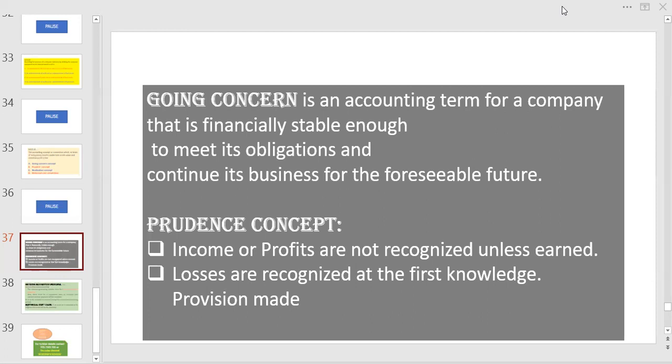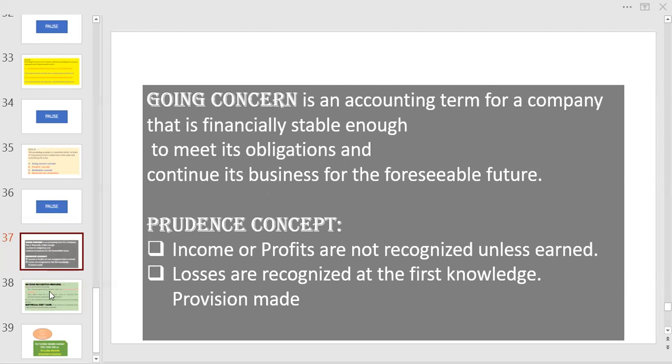But if you have the losses or expenses foreseen, then it is the best policy to keep that money within the business. How you can keep it? Only by charging that to the profit and loss account.